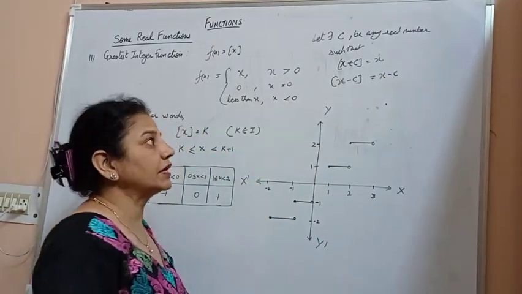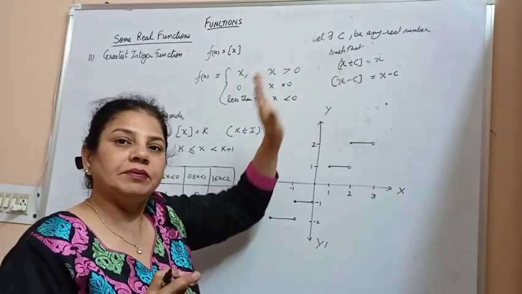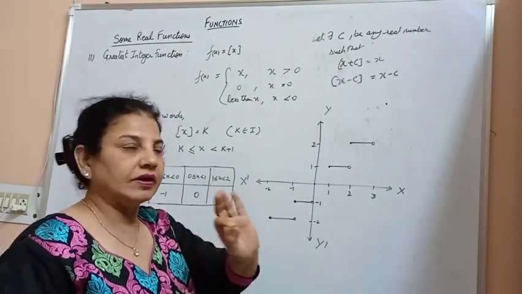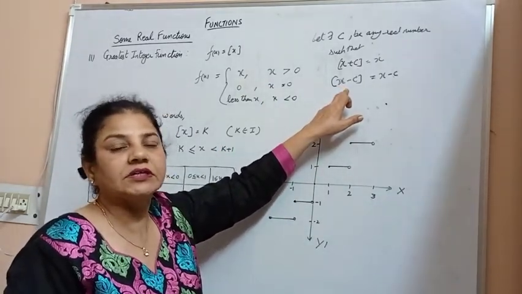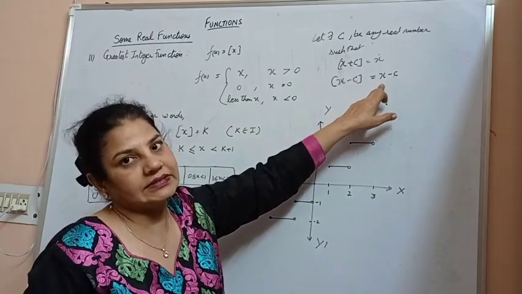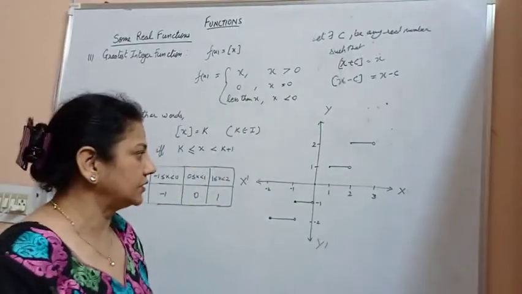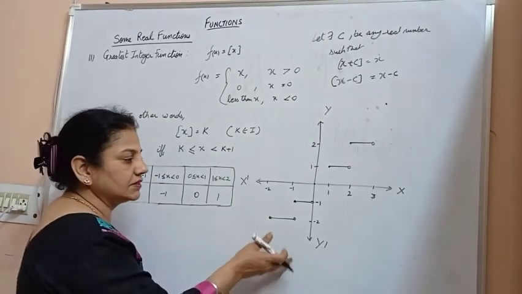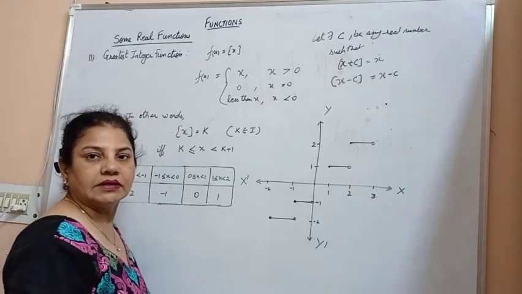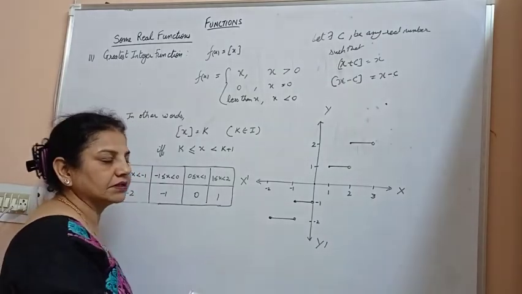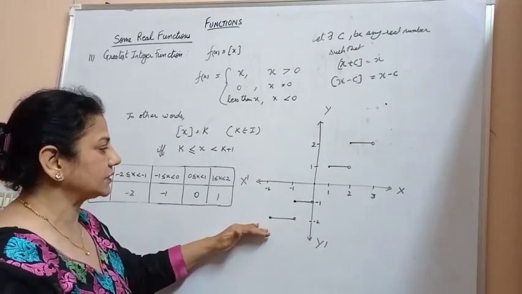So in this particular case, we can say that if something is added to the greatest integer, the result will be the greatest integer itself, the value of x. And when something is subtracted from the greatest integer, you will get the value x minus c. So this is how we can explain the greatest integer. And the graph of the greatest integer is just like a ladder. You can see it is like a ladder.